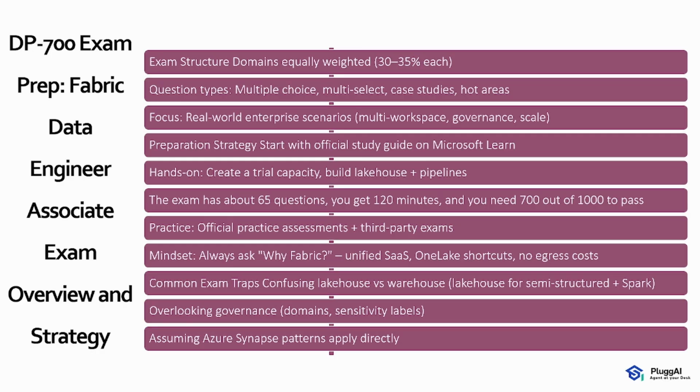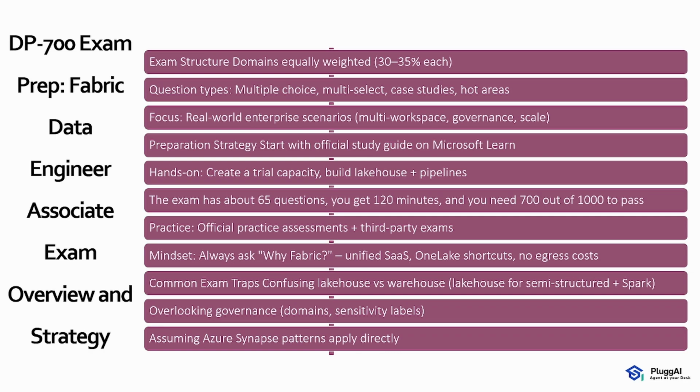You might be wondering why the weights are equal. Well, Microsoft wants balanced pros who can design, build, and maintain end-to-end. So how do you prep? First off, grab a Fabric trial. It's free and lets you play without spending a dime. Hands-on is everything here. Reading alone won't cut it.